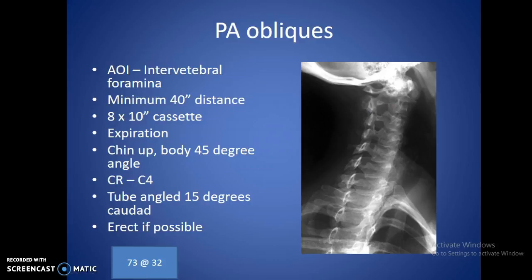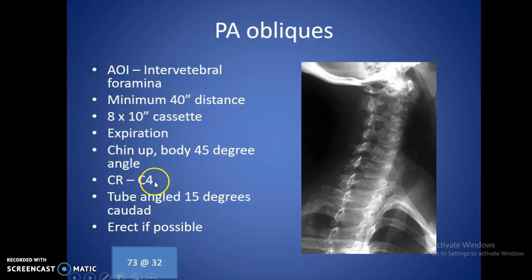Minimum distance will be 40 inches. You can do these at 72 inches as well. 8 by 10 cassettes, so small cassette sizes for pretty much everything. We're going to do this on expiration because we want the shoulders here to come down inferiorly as much as possible. The Merrill's book talks about the suspended respiration not only on this view but on the lateral view, which is more incorrect than anything else. We want to bring those shoulders down as much as possible.